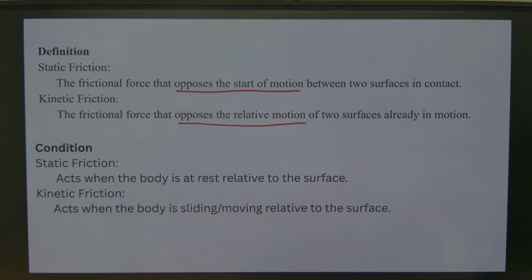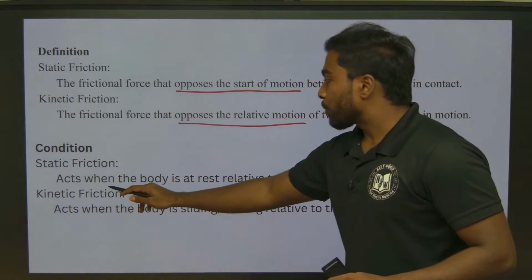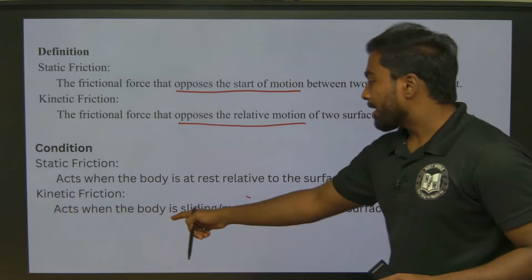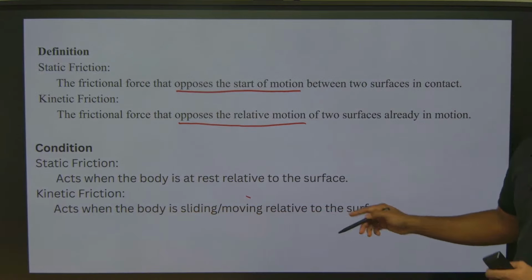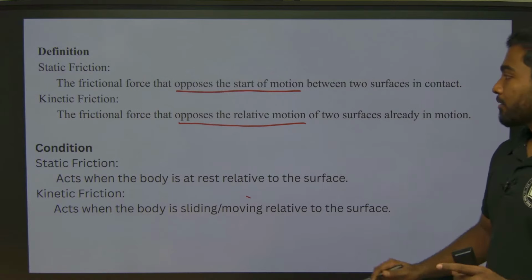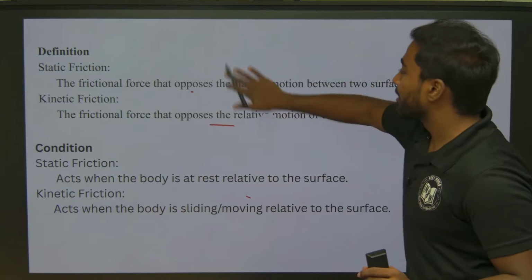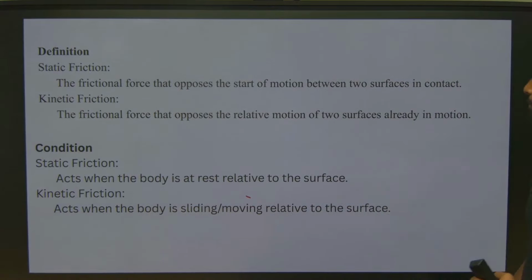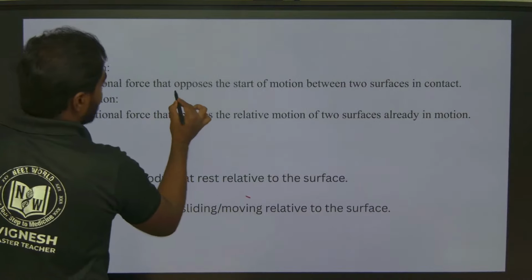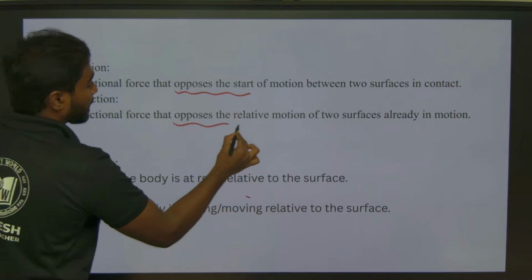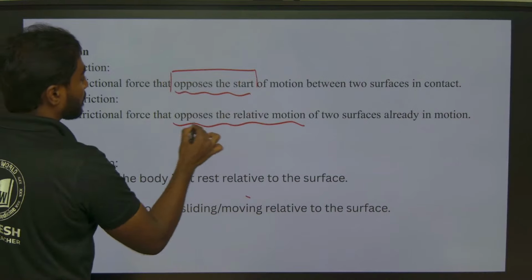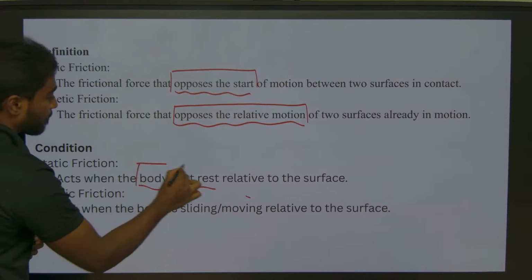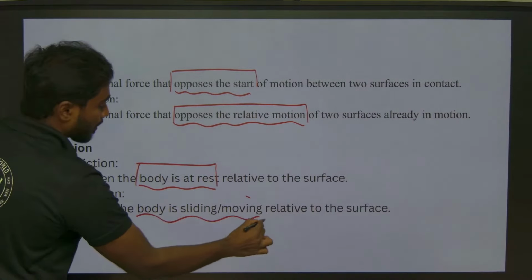So the condition: static friction acts when the body is at rest, and kinetic friction acts when a body is sliding or moving relative to the surface. So two conditions are there, one is at rest, one is in relative motion. Static opposes the start; kinetic opposes the relative motion; body is at rest; and body is sliding or moving relative.